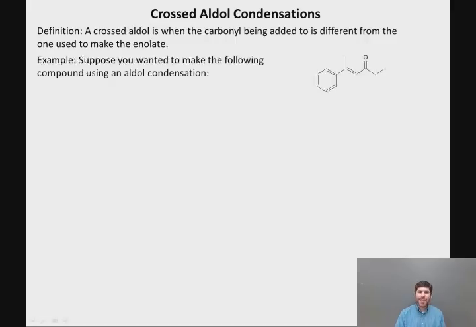So as an example, suppose you wanted to make the following compound using an aldol condensation. Okay, so this is an alpha-beta unsaturated ketone, so it is the product of an aldol condensation plus dehydration. What enolate would you need, and what ketone is the first question we want to ask.